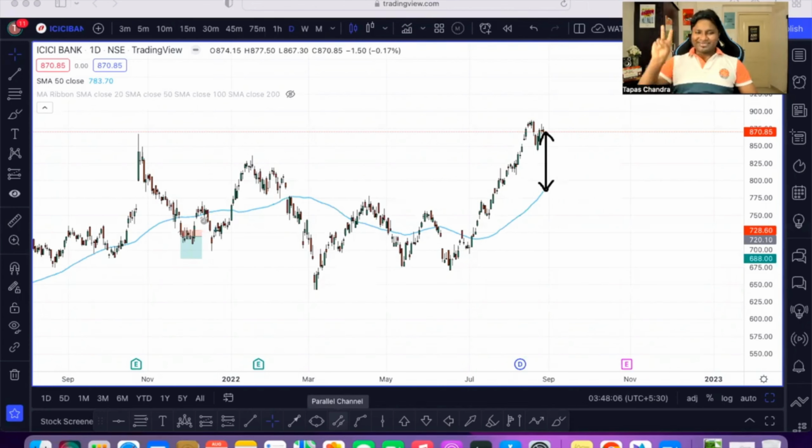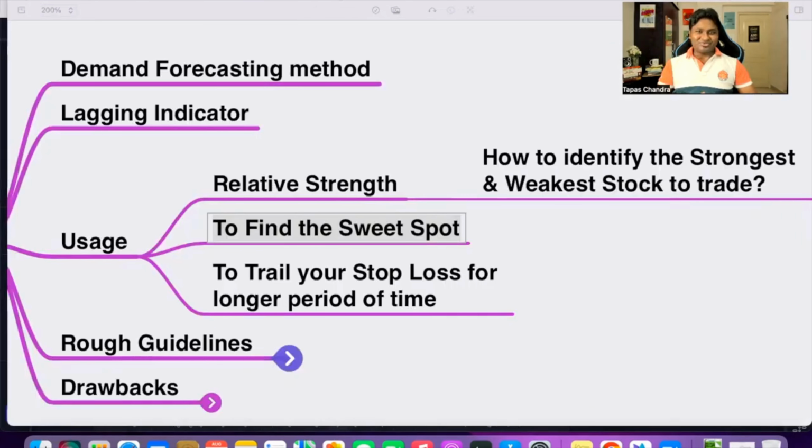Okay, now the second thing which I talked about is to find the sweet spot. Suppose we are given two scenarios.